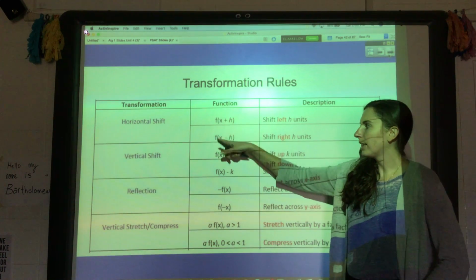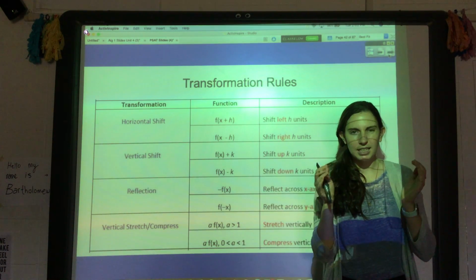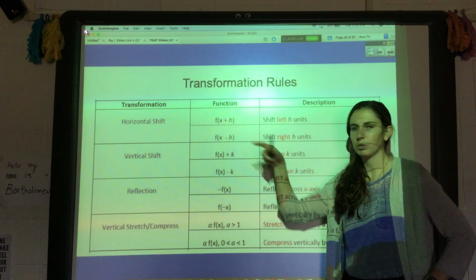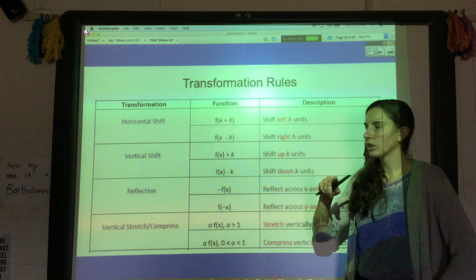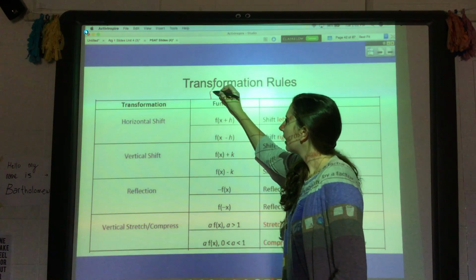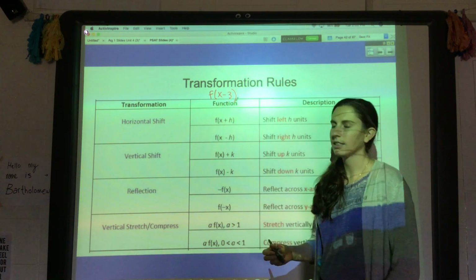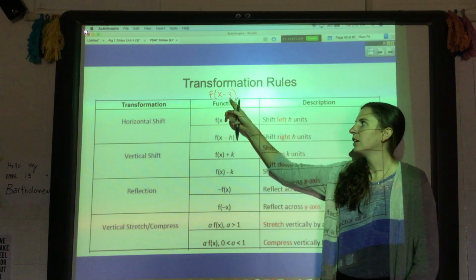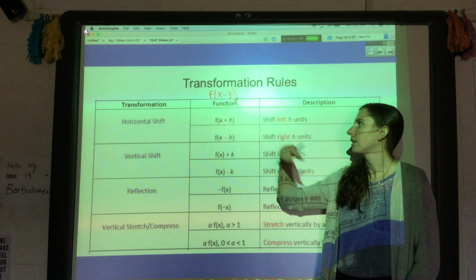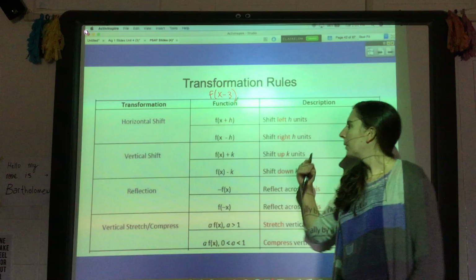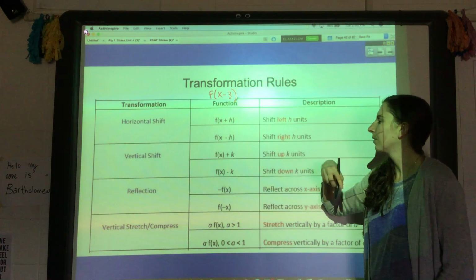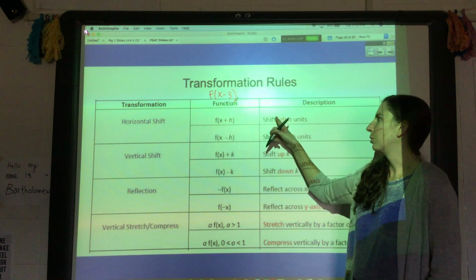The one in there with the x, anything that happens in parentheses is kind of opposite of what you would expect with transformations. So for example, if I had f of x minus 3, it seems like this should move your graph left 3, but it actually moves it right 3. Just like this shows here. And if it's a plus, it actually moves it left.